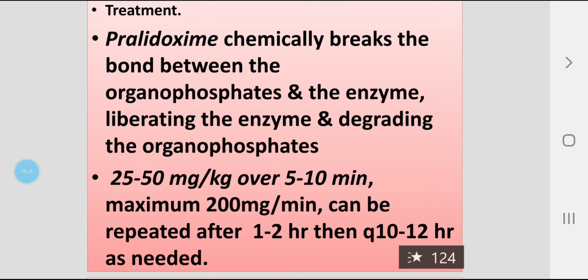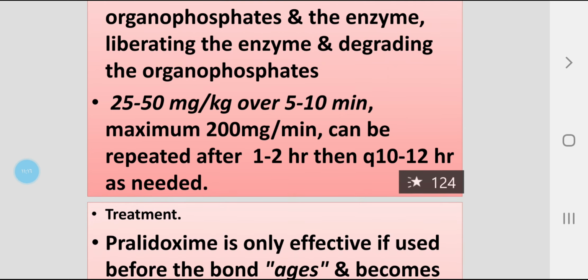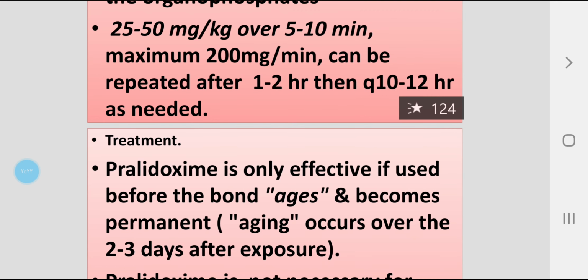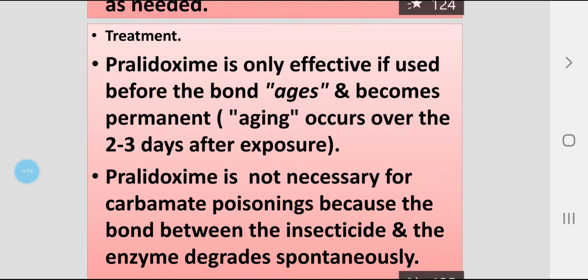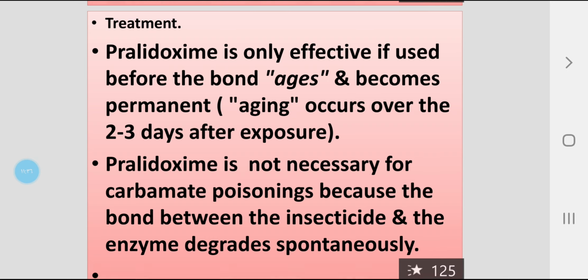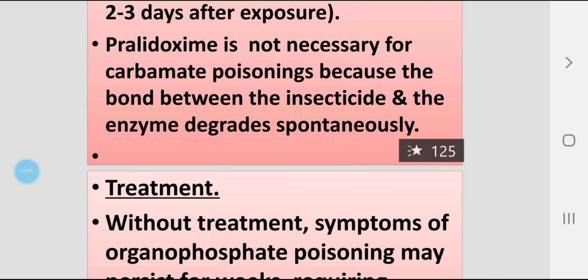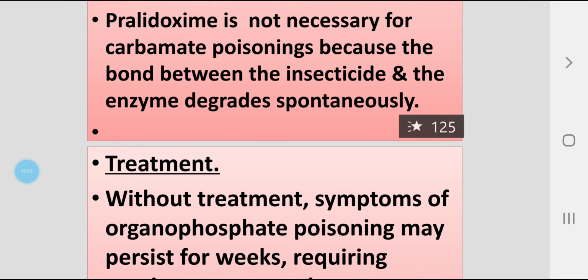Pralidoxime chemically breaks the bond between the organophosphate and the enzyme, liberating the enzyme and degrading the organophosphates. The dose is 25 to 50 mg per kg over 5 to 10 minutes, maximum 200 mg per minute, and can be repeated after 1 to 2 hours, then every 10 to 12 hours as needed. Pralidoxime is only effective if used before the bond ages and becomes permanent. Aging occurs over the 2 to 3 days after exposure. Pralidoxime is not necessary for carbamate poisoning because the bond between the insecticide and the enzyme degrades spontaneously.